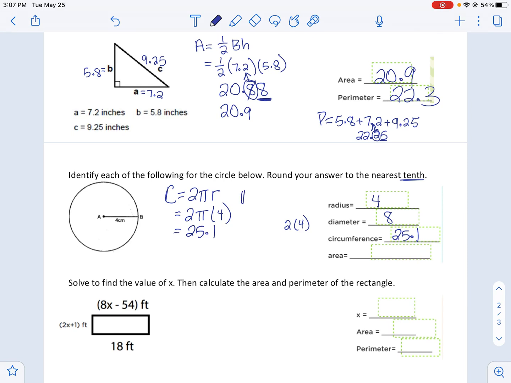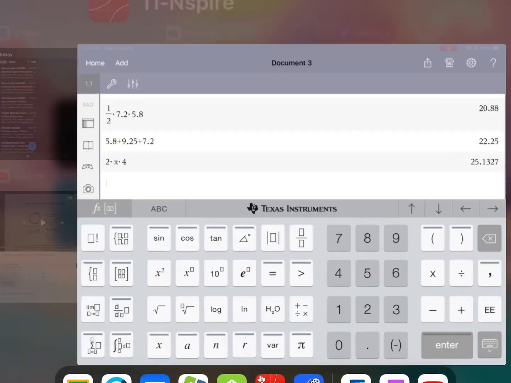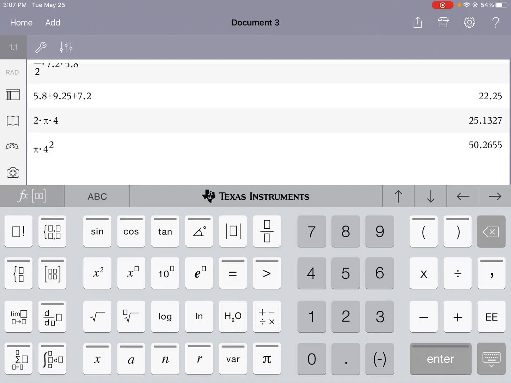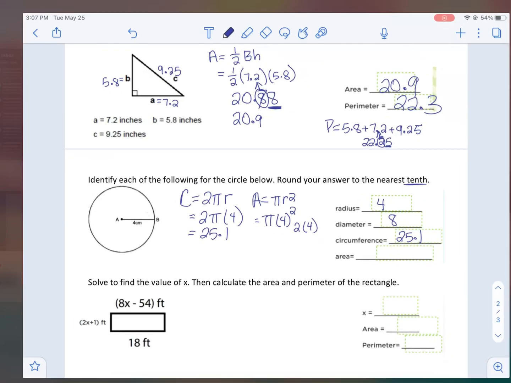Okay, our area is equal to pi r squared. So pi times 4 squared. We get 50.26. The 6 turns that 2 into a 3, so 50.3.